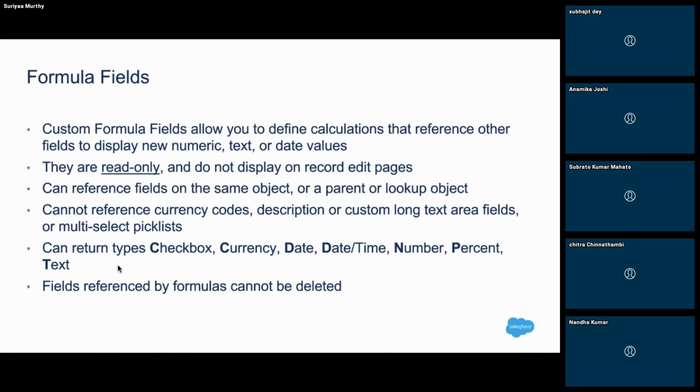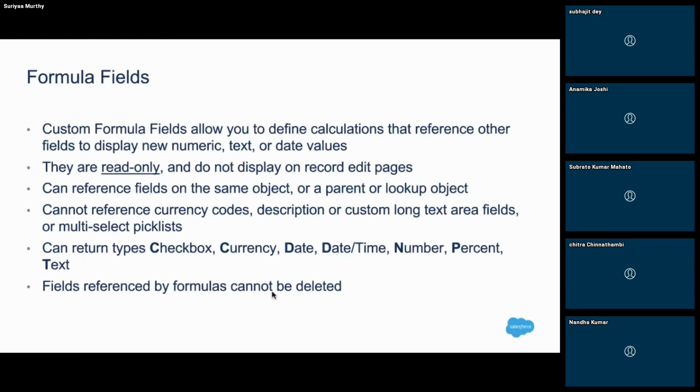And the return type, for example, if the condition meets criteria, if yes, we have to populate one value, if no, we will populate another value, right? So there are different types of return type for that. You can use checkbox as a return type, and you can use currency, date and time, number, percent, text. So these are the return types. And the field referenced by the formula.